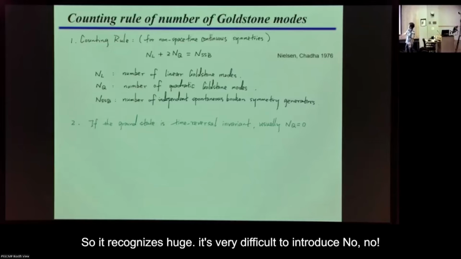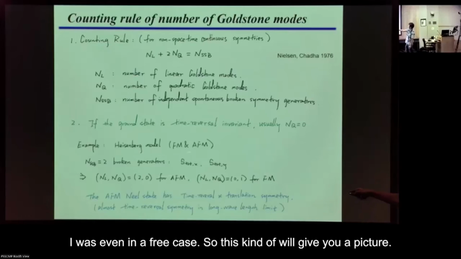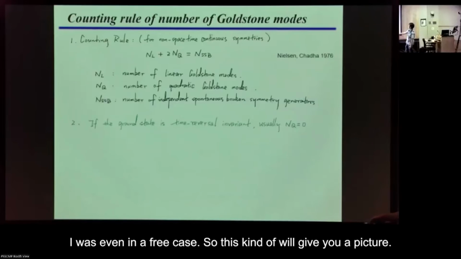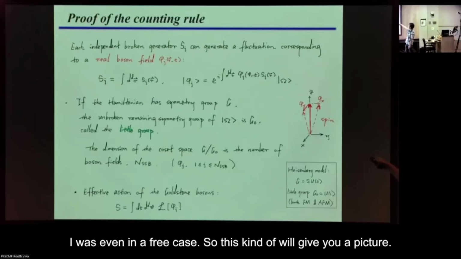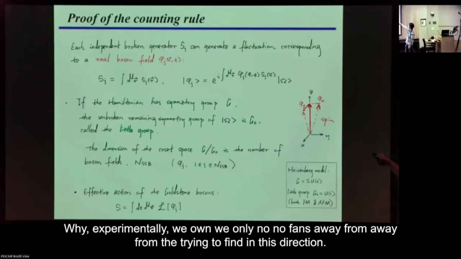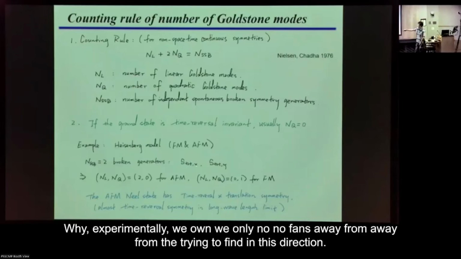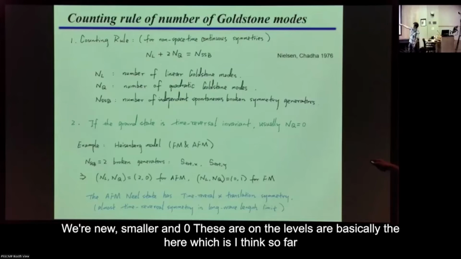So, for example, in the Heisenberg model case, the number of broken generators is 2. When you have a spin polarization here, the rotations about the x-axis and y-axis are broken, so your S_x and S_y of the total spin are broken. So you have 2 broken generators. In the ferromagnetic case, you just have one quadratic mode, set by this equation, and in the antiferromagnetic case, you get 2 linear modes. So that's satisfied, right?